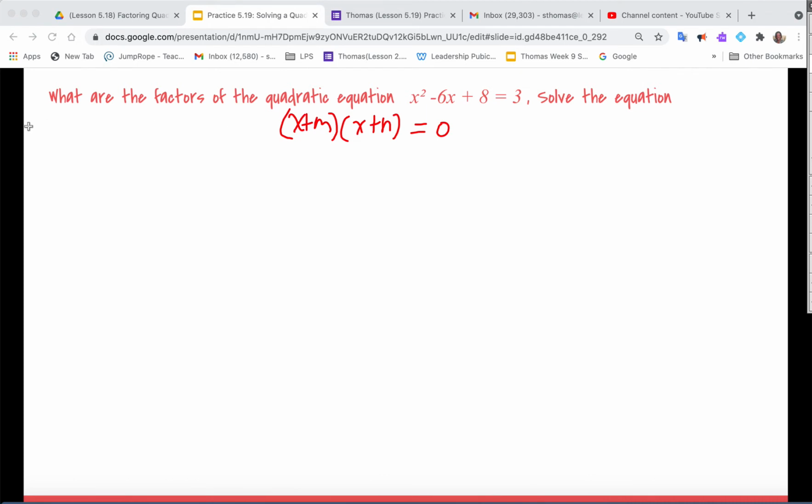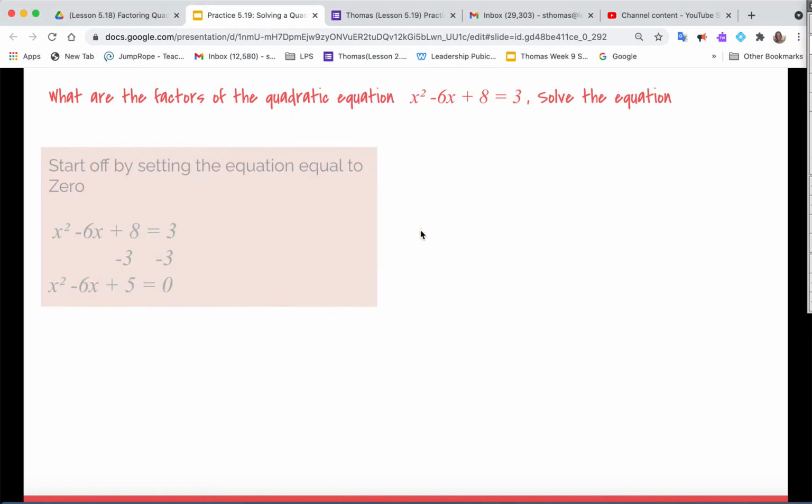In order to solve, we eventually want to set it equal to 0. If we're looking at the equation that we're seeing right now, it is not equal to 0. It's equal to 3, right? So to start off, we want to set the equation equal to 0, which means we're going to subtract 3 from both sides of the equation. That gives us x squared minus 6x plus 5 is equal to 0.